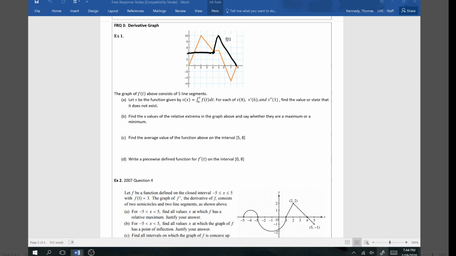Because it gives a meaningful average value. This one would be really boring with the relative extrema, because it never goes through 0. But you'd definitely be able to answer the S of 4, S prime of 6, S double prime of 1 questions. So it doesn't really matter what the graph is here. You could make a graph down here and answer that question.